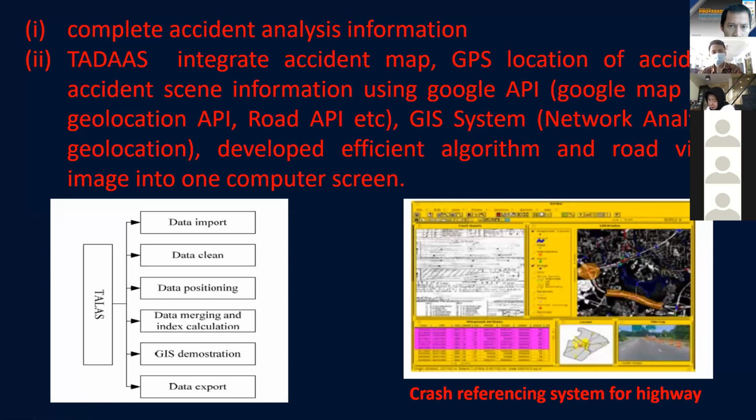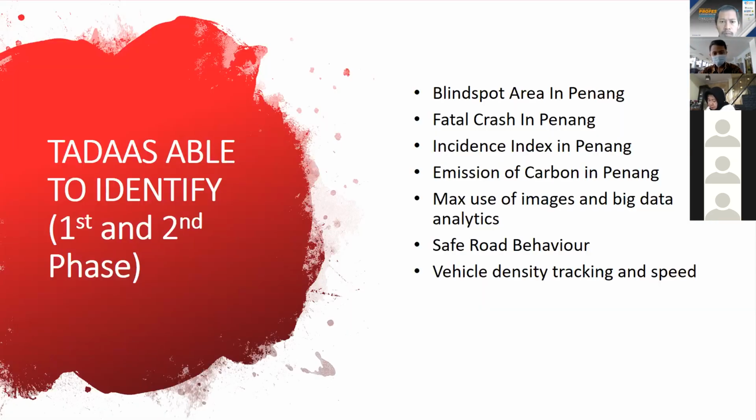Okay, basically we start with highways, then we go for local road conditions, because for highways, we just consider it as a big vehicle because the complexity is much less compared to local street roads, which have motorcycles, which is very complex when we are doing the modeling or artificial intelligence system. So this will help to reduce fatal crashes in Penang, the incidence index in Penang, emissions of carbon, maximize use of images and big data analytics, and we can also do vehicle density tracking and speed.